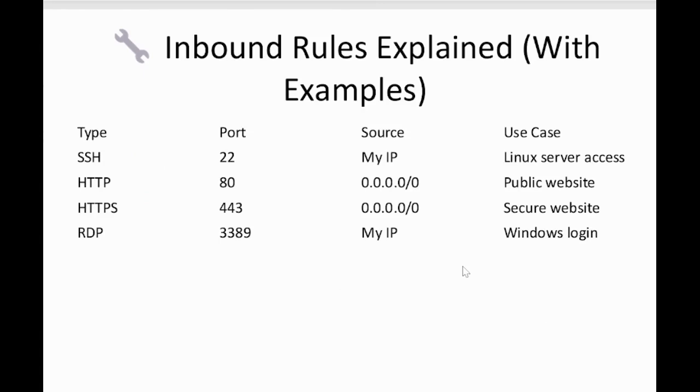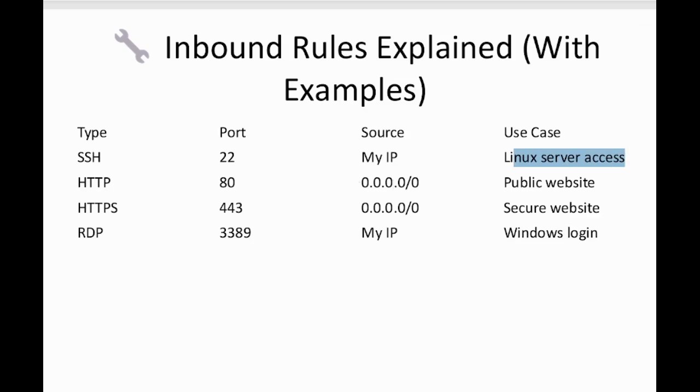Now let's discuss inbound rules with examples. Okay. So here there are different types of inbound rules, the port on which each works, the source, and the use cases. First one is SSH. SSH works on port number 22. Source is my IP, and the use case is Linux server access. If you want to access a Linux server, in that case you can use it.